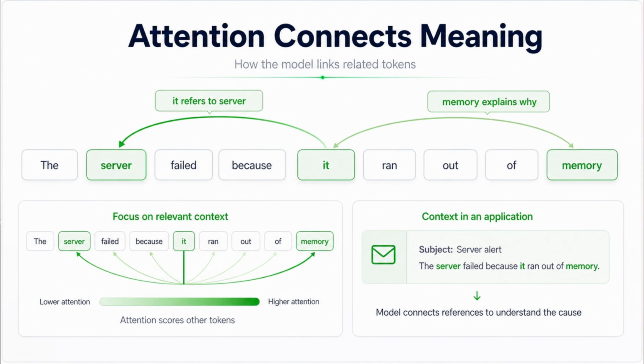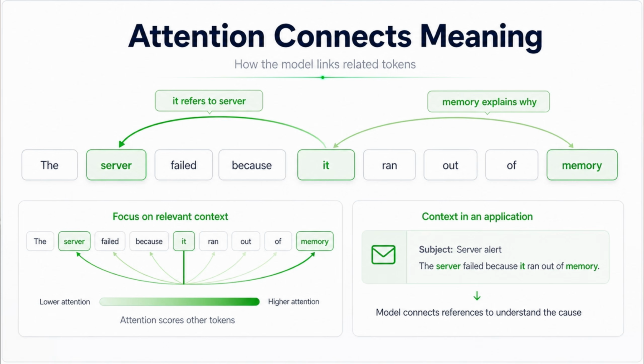So let's take a simple example. The server failed because it ran out of memory. As humans, we quickly understand that the word it refers to the server. We do not need anyone to explain that. But for a model, this relationship has to be calculated. The transformer helps the model work out which tokens are connected to which other tokens. So in this example, it can connect it back to the server, and it can also connect the memory to the reason for the failure. This connection happens mainly through a mechanism called attention, which we'll understand later in this video itself.